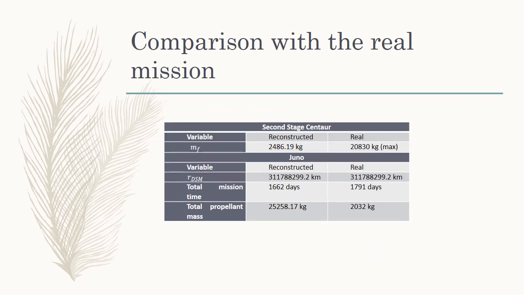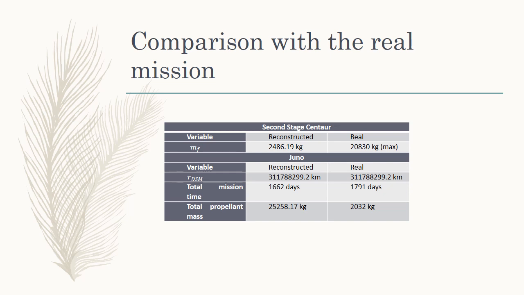The reconstructed data was then compared with the real mission data. There is the mass of propellant used in the second stage Centaur. And then there are some data about the Juno spacecraft. There are DSM distance from the Sun, total mission time, and total propellant mass.